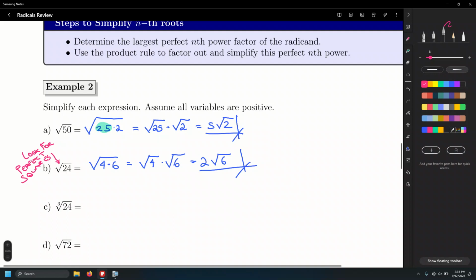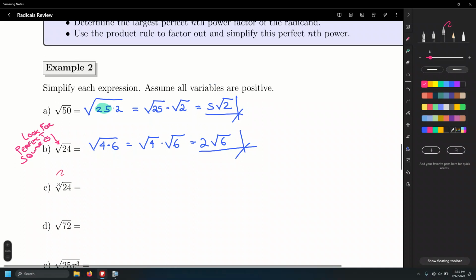Let's have a look at the next exercise, which looks very similar except for a little subtlety here. While for letter B, we were looking for the square root, for letter C, we're looking for the cube root. And that's going to take us back to your input here, Corey. So in this case, this time, look for perfect cubes this time. All right? That's what this index is instructing us to do. Look for perfect cubes.